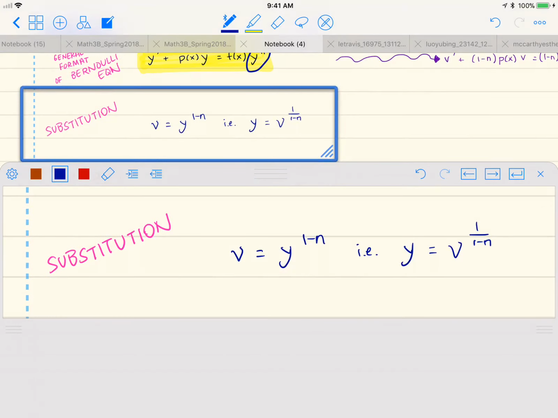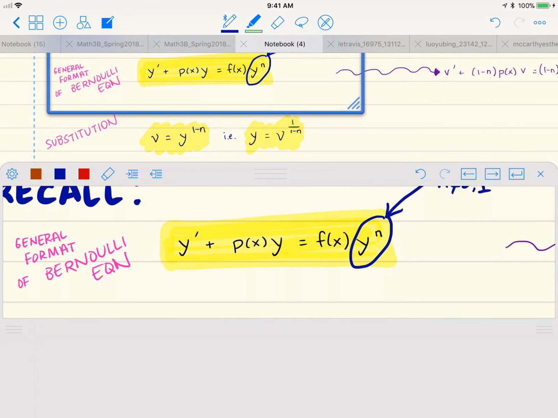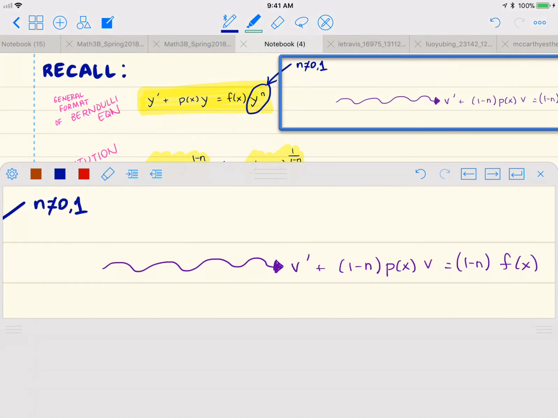And down here we have the substitution. This is the substitution that we apply. We apply the substitution that v is equal to y to the power of 1 minus n. That's equivalent to saying that y is equal to v to the 1 over 1 minus n. And once we apply this substitution, we transform our Bernoulli equation from this nonlinear first order equation into this equation. This now is linear, right?